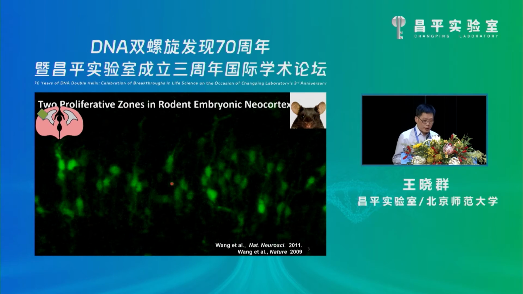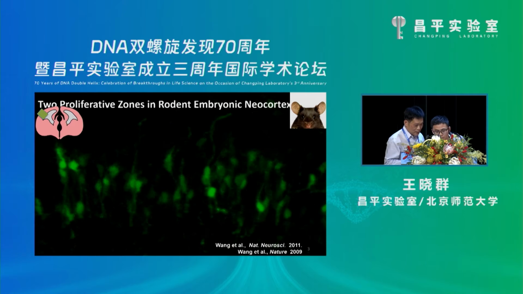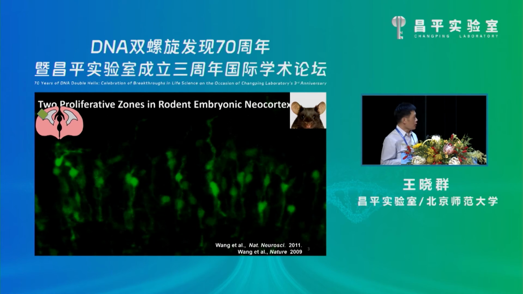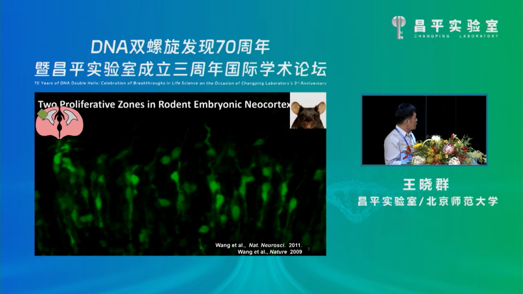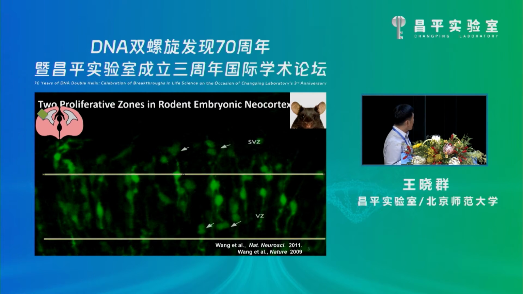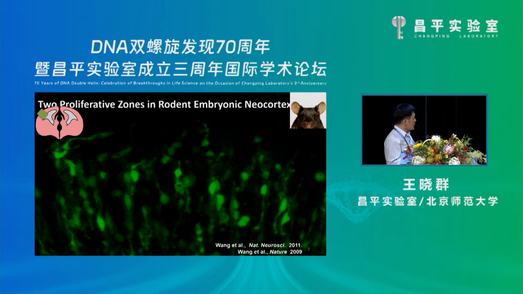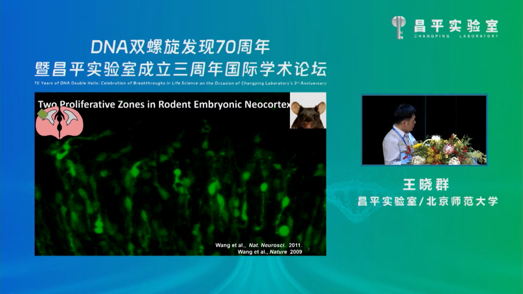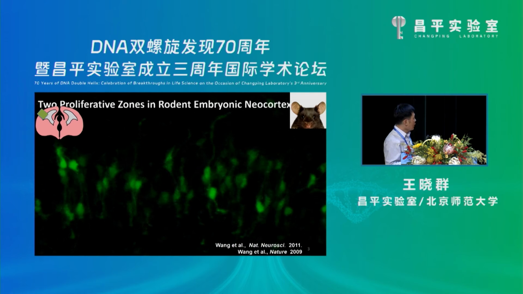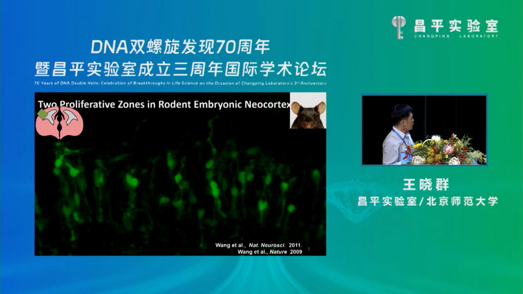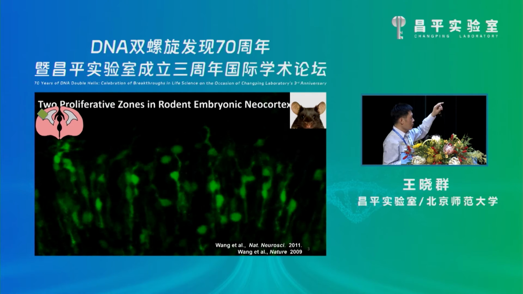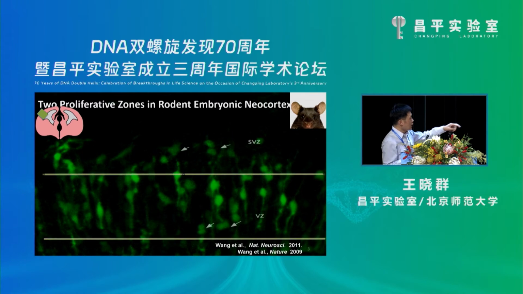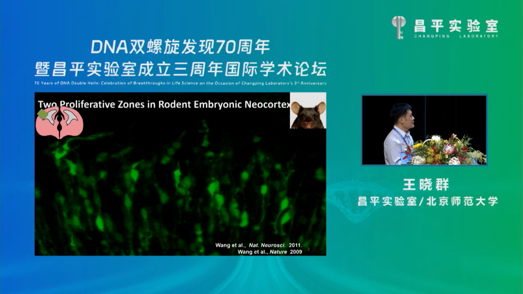I would like to bring your attention to this movie. Here we took time-lapse imaging from the lateral ventricle of the mouse. You can see along the lateral ventricle there are dynamic, interkinetic nuclear movements of the radial glial cells located within the ventricular zone, VZ in short.